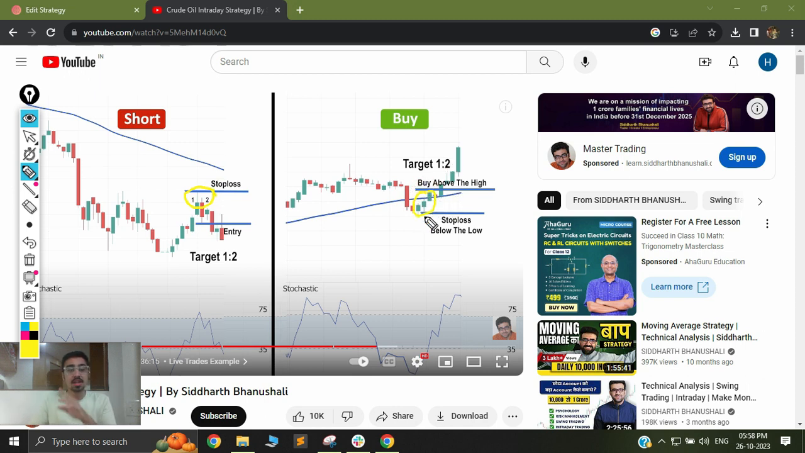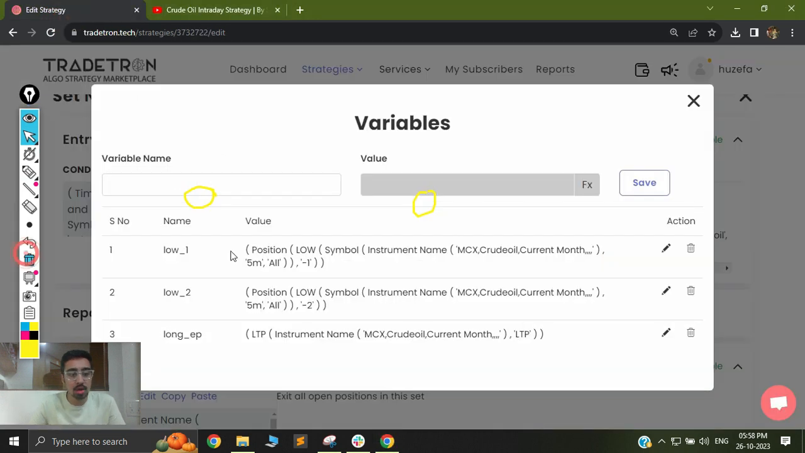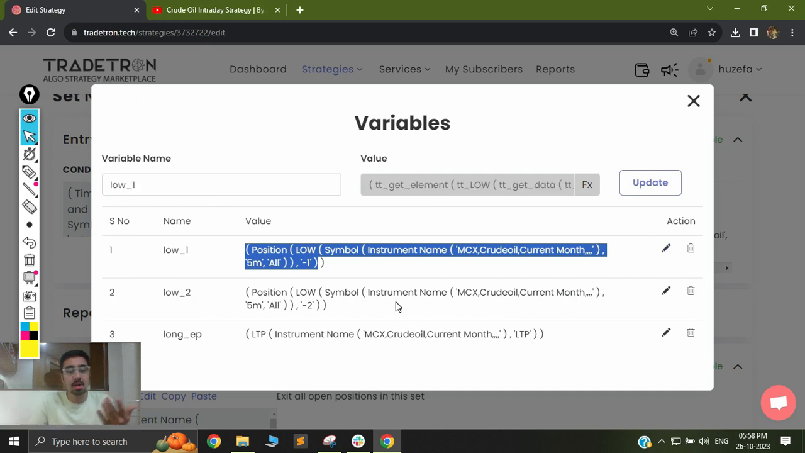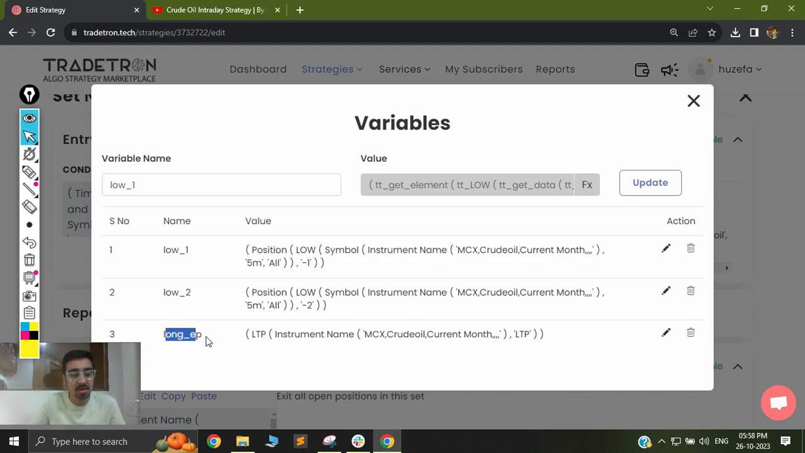So I am basically using these two lows. I'm using position low, and I'm selecting -1 for the low of the -1 candle, and -2 for the low of the -2 candle. I'm also adding a variable called long EP, which will basically save the entry price at which my entry trade happened. So the long trade happened at this price on MCX crude oil futures. So these three data points are being saved. Now, why are these three data points being saved? We'll come to that when we see the exit conditions.